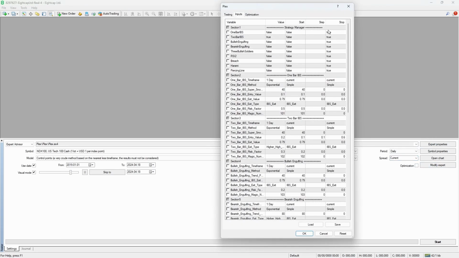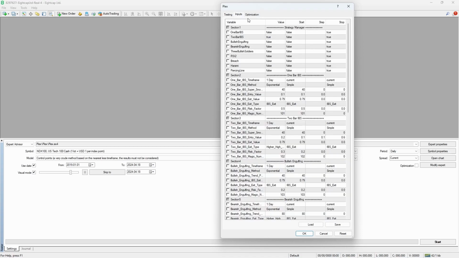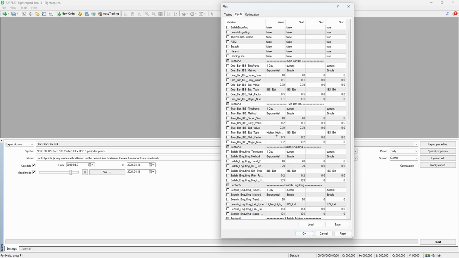If we take a look at the settings, starting with the same 1K in the account, and in the last video we did the 1-bar IBS. If you want to take a look at that, you could check the card above here. But now we're going to take a look at the 2-bar IBS. So all the other strategies are off and we just have the 2-bar on.